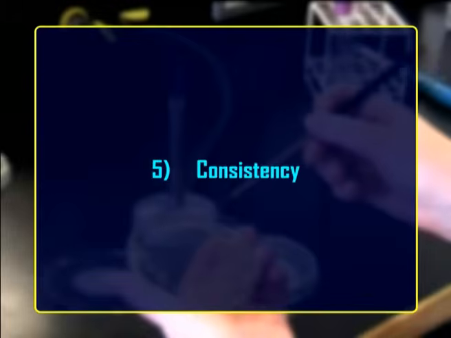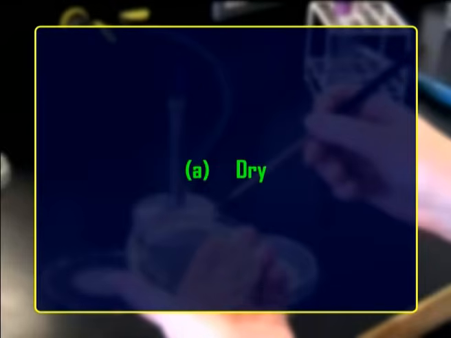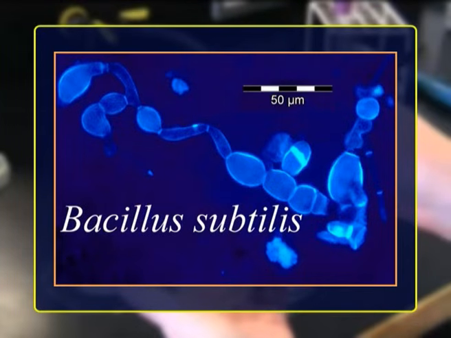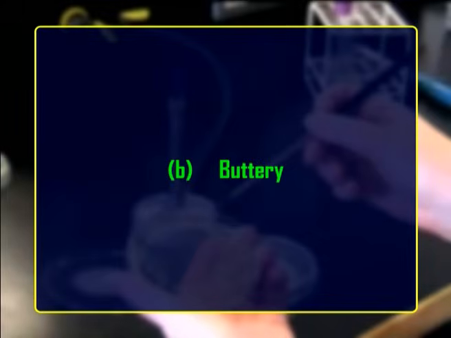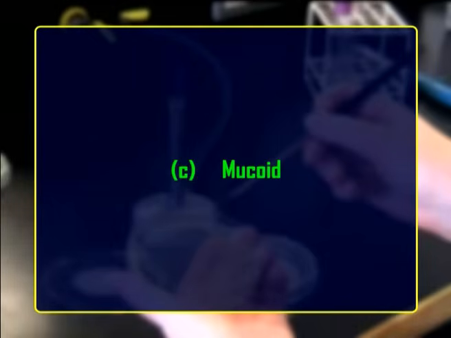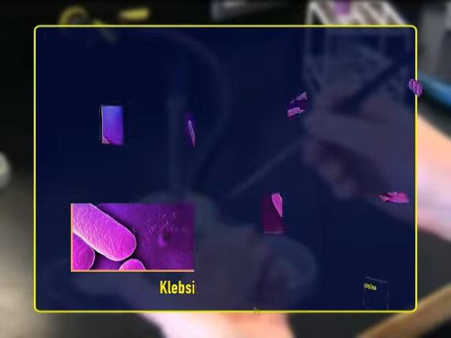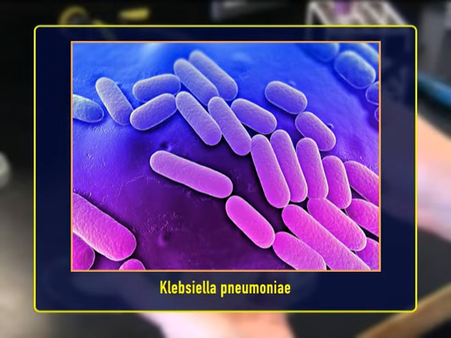Now the consistency. A cultural characteristic in nutrient agar slants can be described as dry, buttery, or mucoid. Dry, a type of consistency in nutrient agar slants, free from moisture, for example, Bacillus subtilis. Buttery, a type of consistency in nutrient agar slants, moist and shiny. Mucoid, a type of consistency in nutrient agar slants, slimy and glistening, for example, Klebsiella pneumoniae.